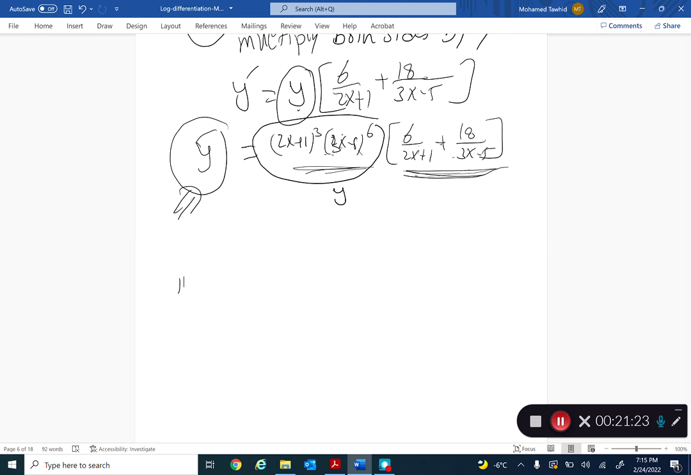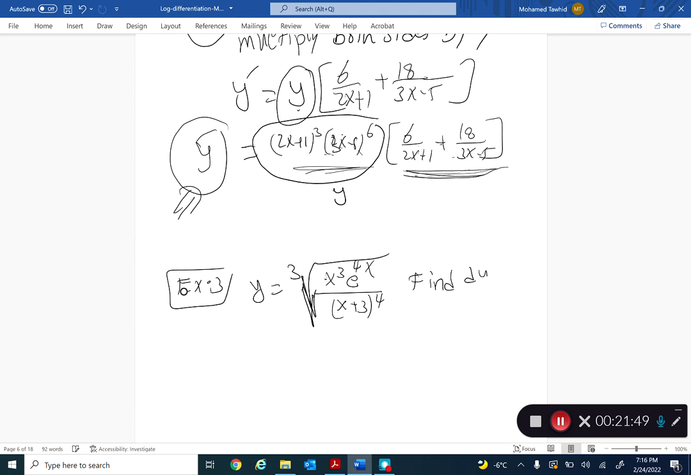So now let me solve another example here. That is I need to solve. So if you have y equal third root of x cubed e to the power 4x divided by (x + 3) to the power 4, the whole thing under the root. So now I need to find dy/dx by log differentiation. By log differentiation. All right. So here, as you can see, normal derivative. This one is what? Third root. If I simplify this, what do you have? You have x cubed, right?